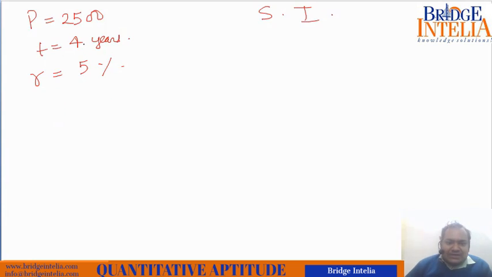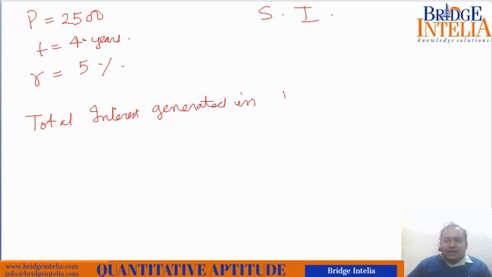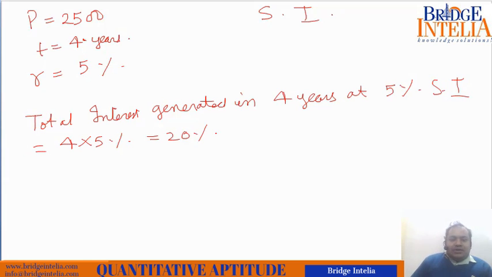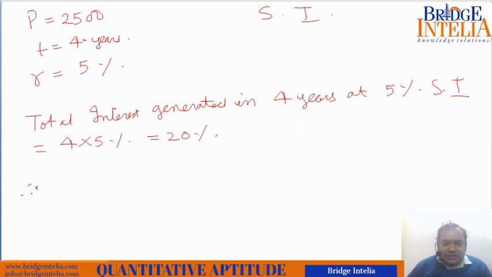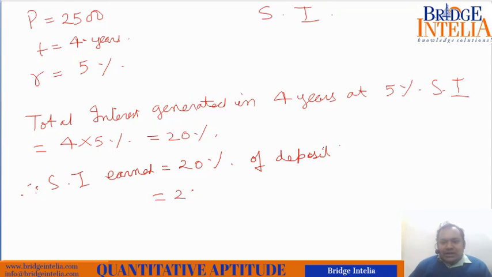So total interest generated in four years at the rate of 5% simple interest per annum is equal to 4 into 5%, that is 20%, 20% of the initial deposit. So the simple interest earned is equal to 20% of the deposit. So this is equal to 20 by 100 into deposit. Deposit is 2500. So this comes out to be equal to 500.